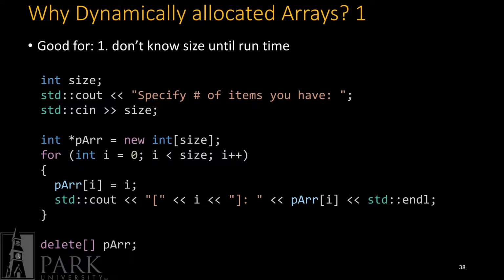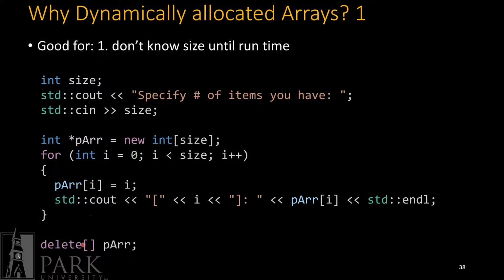So this example here shows how you can use a dynamic array to create an array whose size isn't known until runtime. So here we're declaring an integer size, we're asking the user to input how many items they have, and then we're creating this new dynamic array using that size variable using the keyword new. Okay, then we're going to step through all of those items, storing the index in that memory location, right? And then we're just going to print that out.